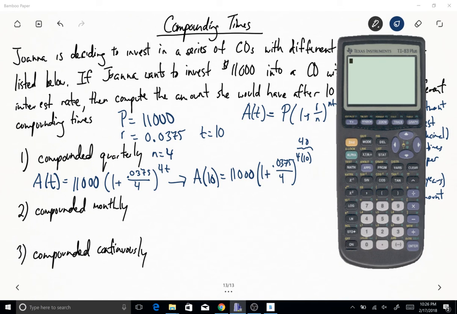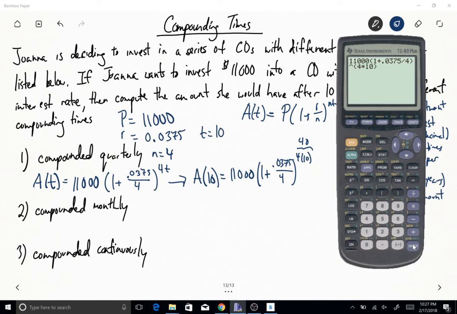So now we've got to punch in the 11,000. Oops. And then we have to hit the 1 plus. Luckily, order of operations are in play when you're using a calculator, so as long as you're in good shape there, 0.0375 divided by 4. And then this is raised to the 40th power. But I'm just going to show you, in case you didn't do that, here's what you have to do. You need to put the exponent in parentheses. So you have to put 4 times 10, because calculators use the order of operations. So it will just raise it to the 4th power, then multiply by 10.